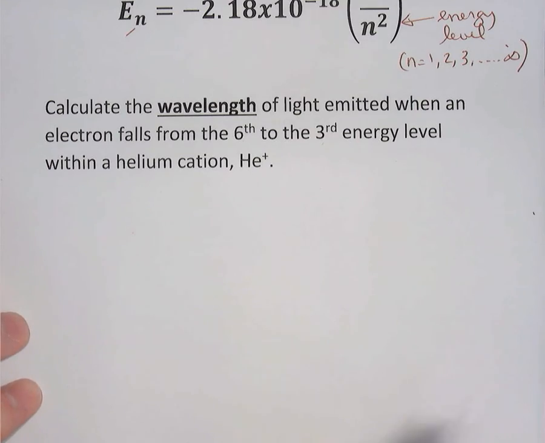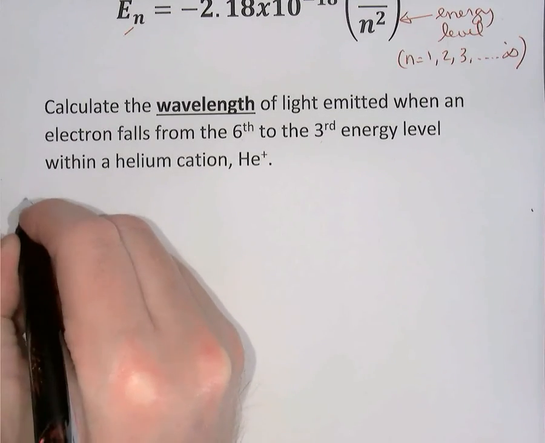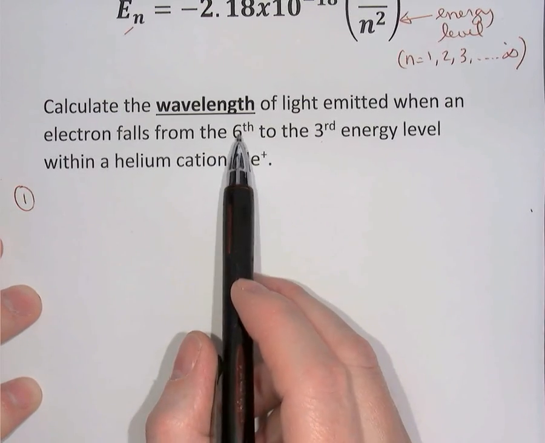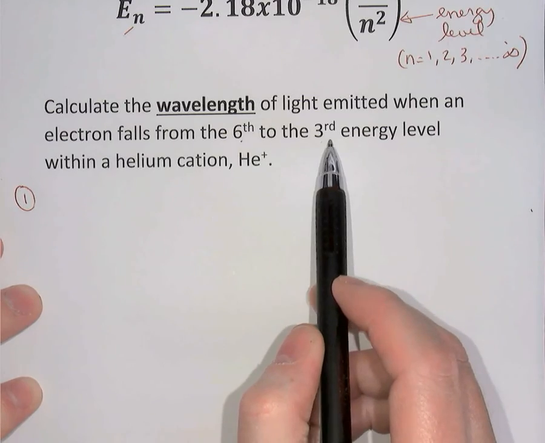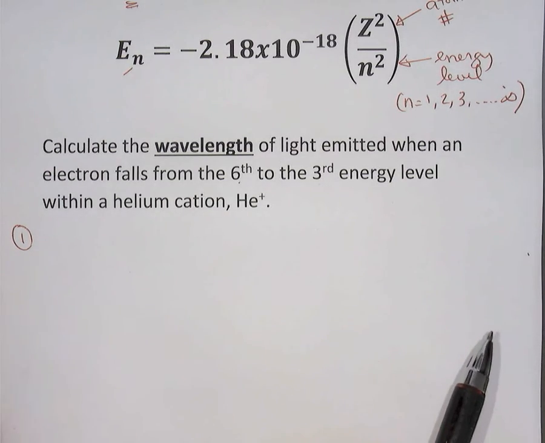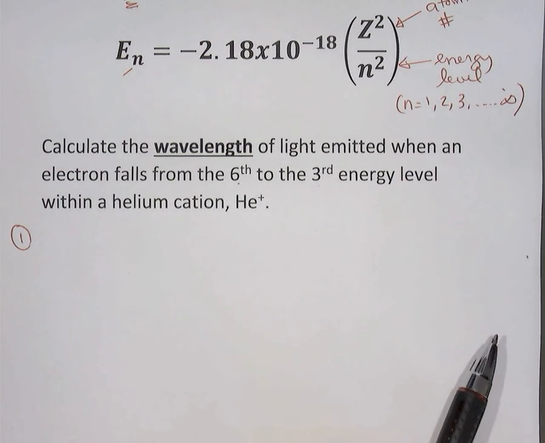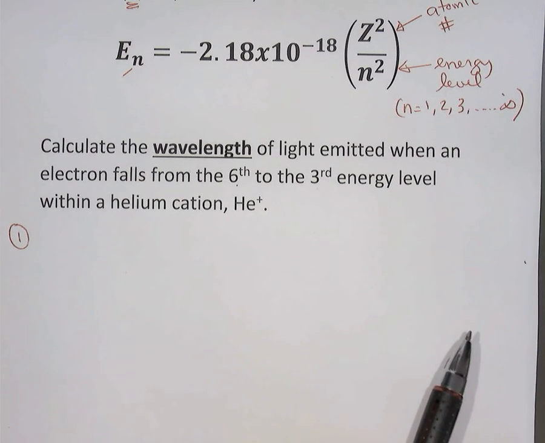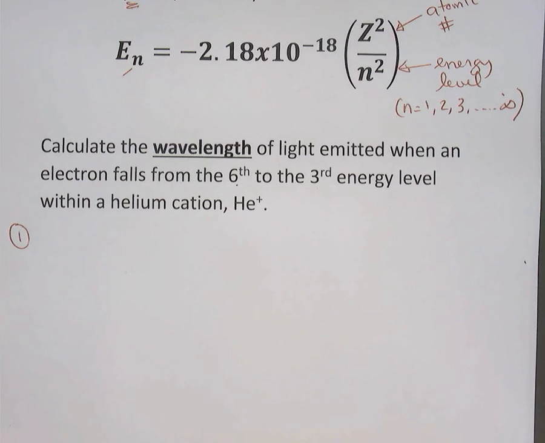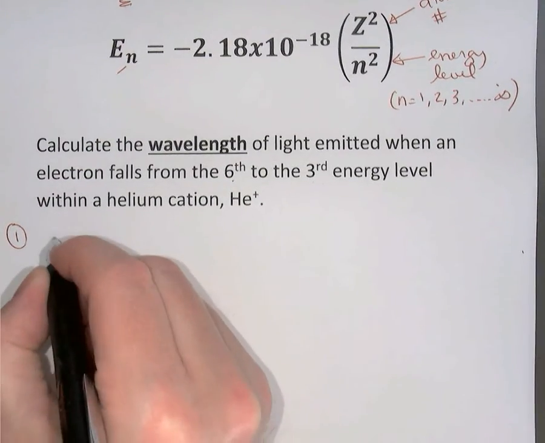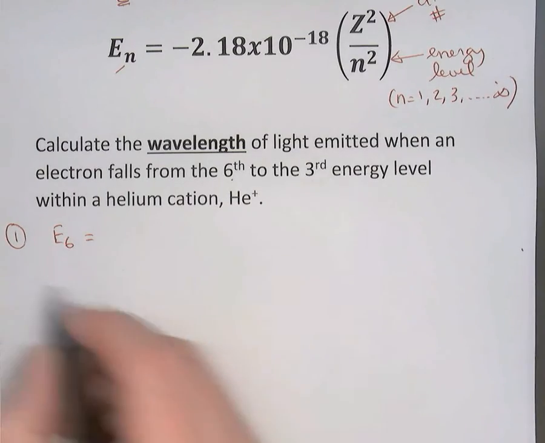There's 3 steps to doing this problem. Step 1, we're going to calculate the energy for each energy level. What was the energy of the electron in the 6th level? What was the energy in the 3rd level? And we're going to use Bohr's equation to do that. Then in step 2, we're going to find the difference in energy. So if it falls from level 6 to level 3, how much energy does it lose? And finally, we'll use Planck's energy equation to say, well, if it lost this much energy, what wavelength of light would that correspond to? So the first thing we'll do is use Bohr's energy equation to find E6 and E3.